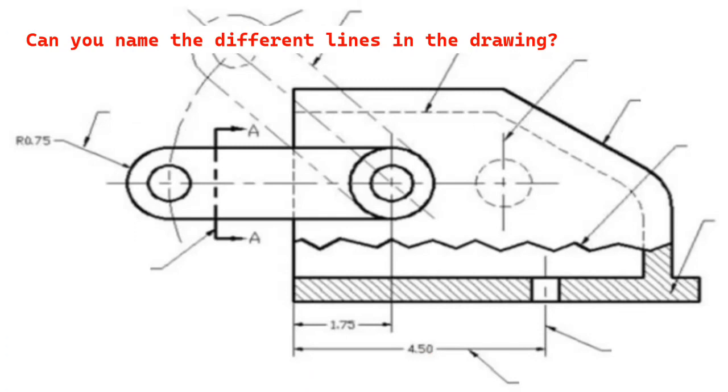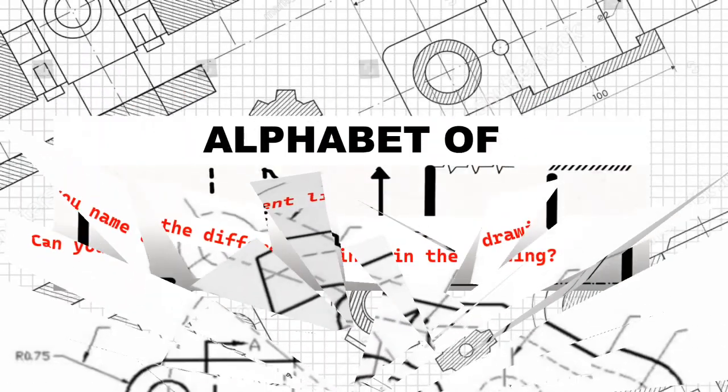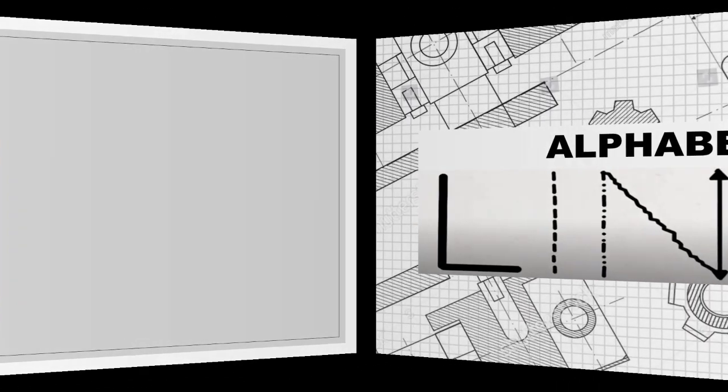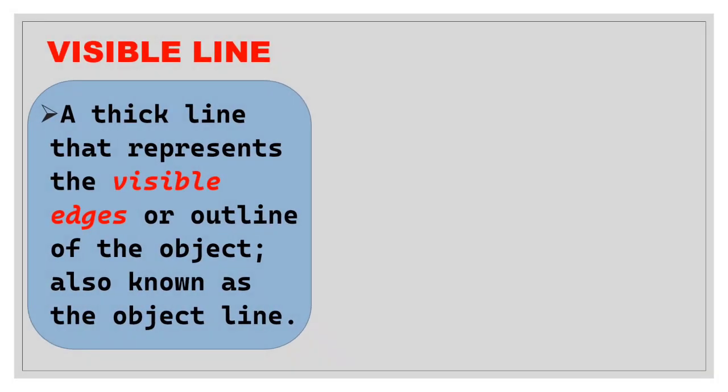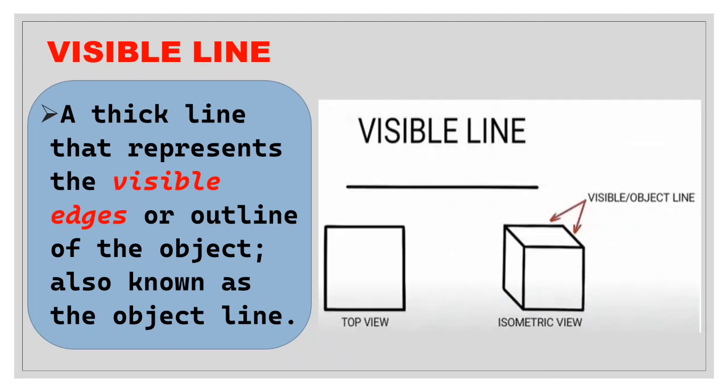Can you name the different lines in the drawing? What do you think these lines represent and their uses in this drawing? Today, let us all discover together the alphabet of line. First on our list is the visible line, a thick line that represents the visible edges or outline of the object, also known as the object line.